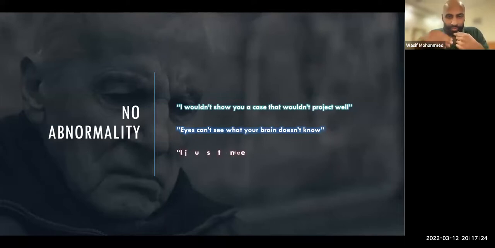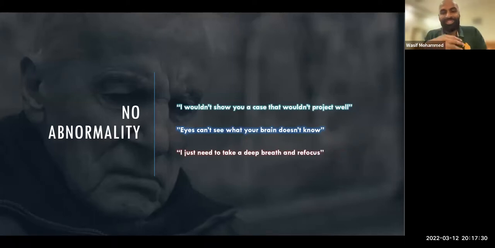So the third quote is this. This is essentially my code. I would say this to myself: if I can't find an abnormality, I just need to take a deep breath and refocus. We are not trying to catch a train. This is not a race. There's no need to hurry. So I can't see any abnormality. Take a deep breath. Start looking at the film again. It will be something which will be pretty obvious in the end.